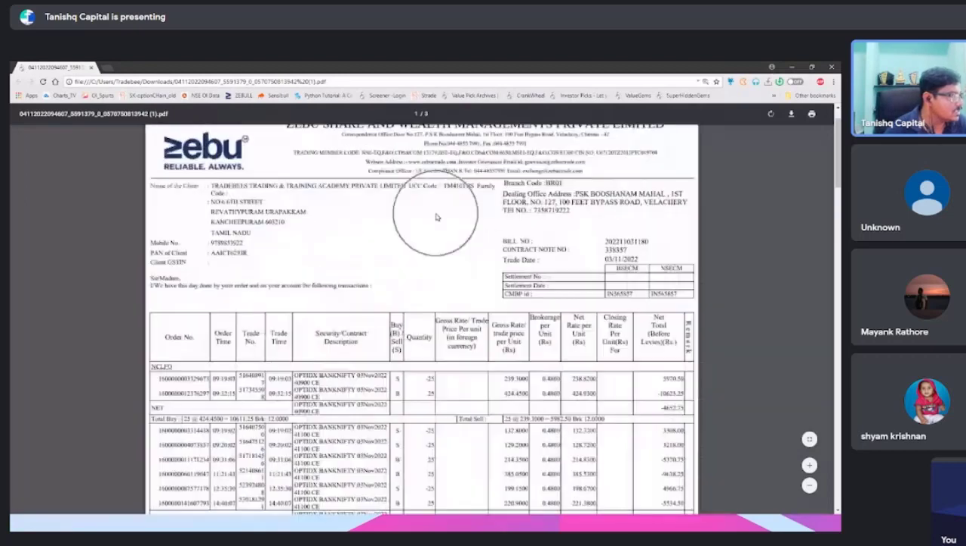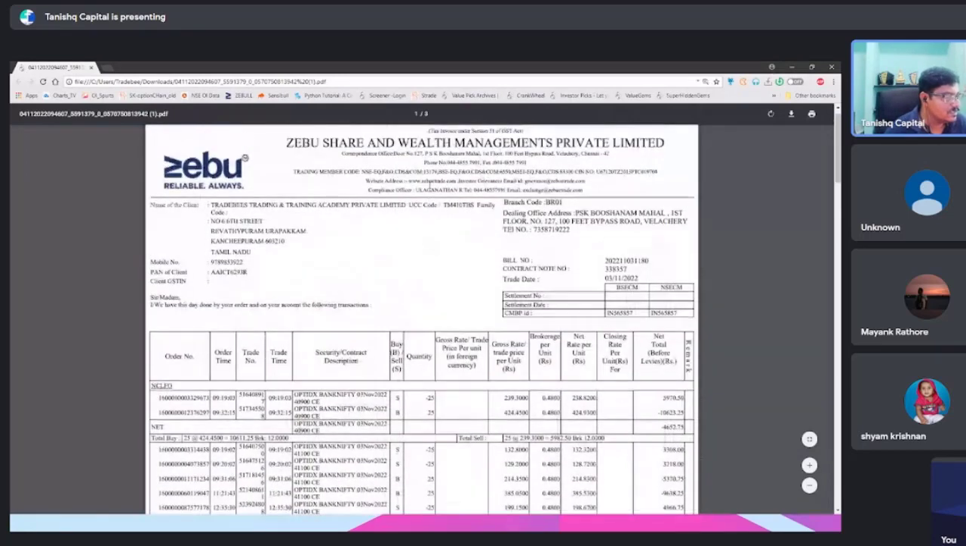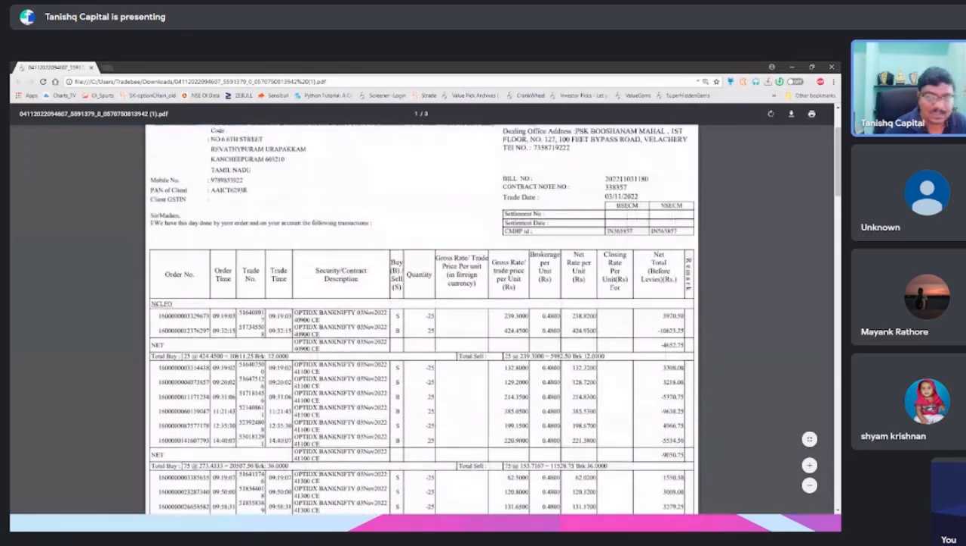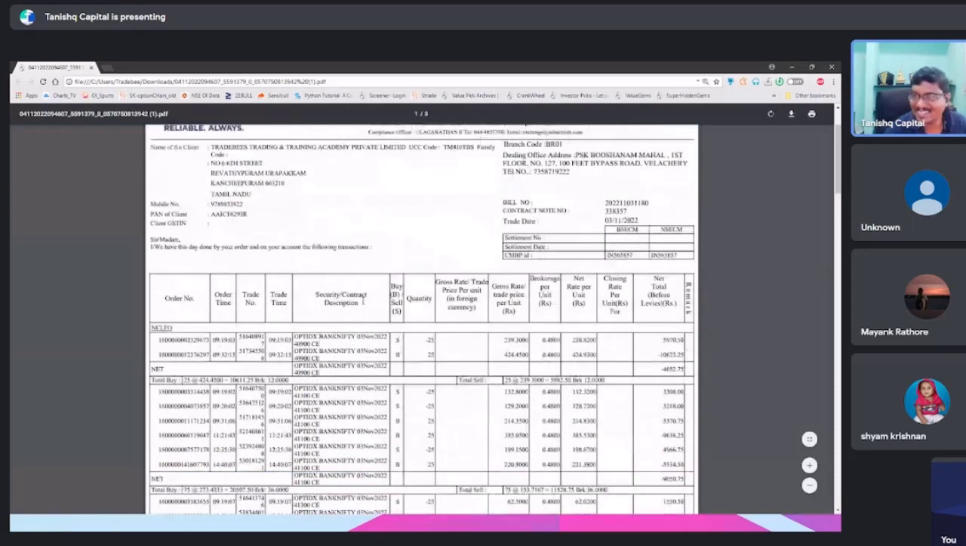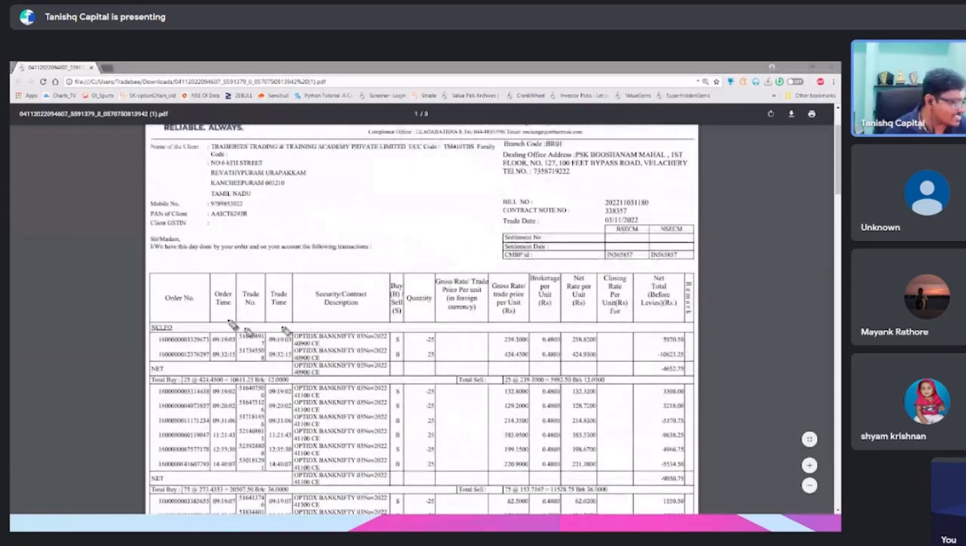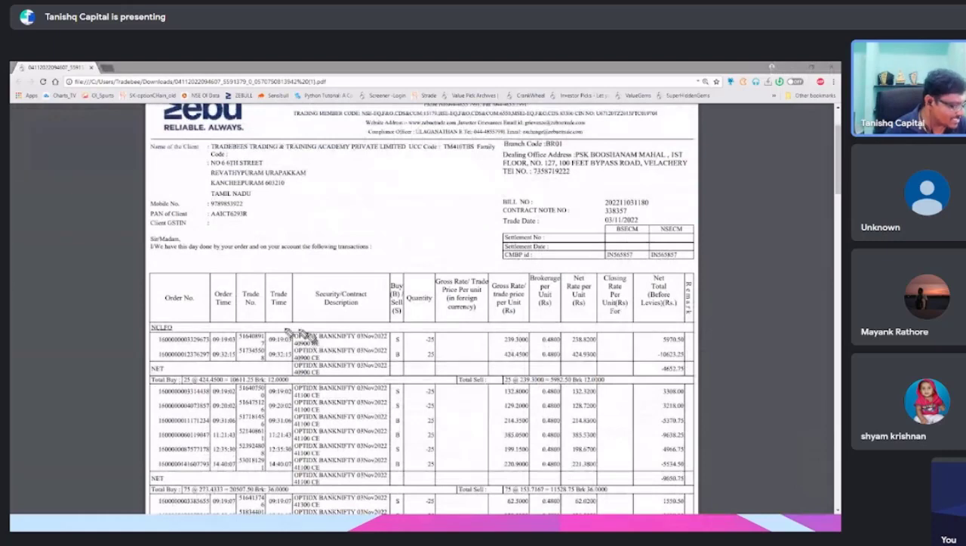Okay, so this is the account. The number of trades is very less. You can check it. We will also share this contract note with you, no issues. You can just decode from whatever strategies we are using, because this is a combination of strategies.